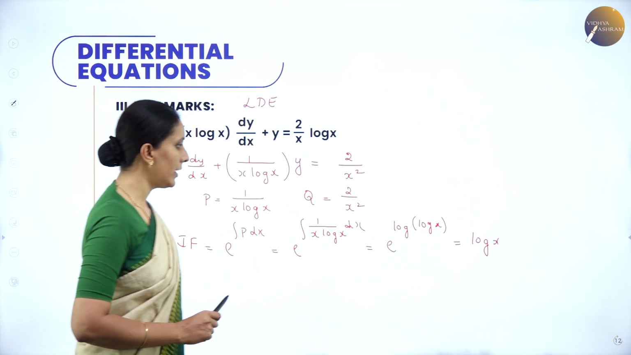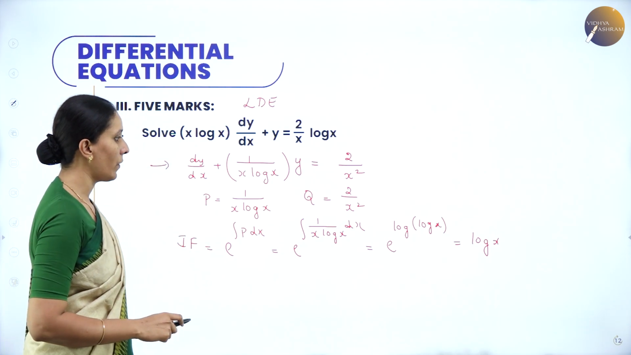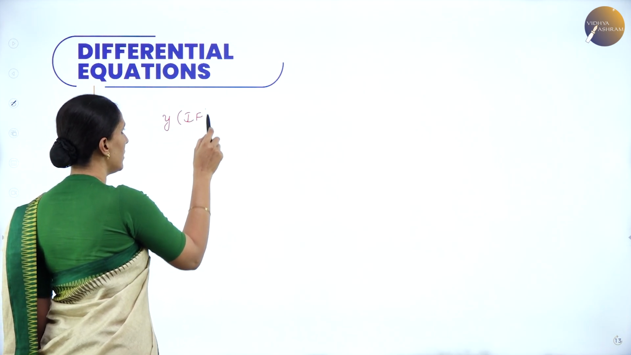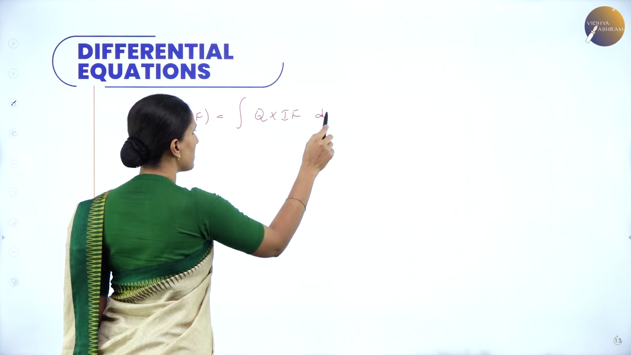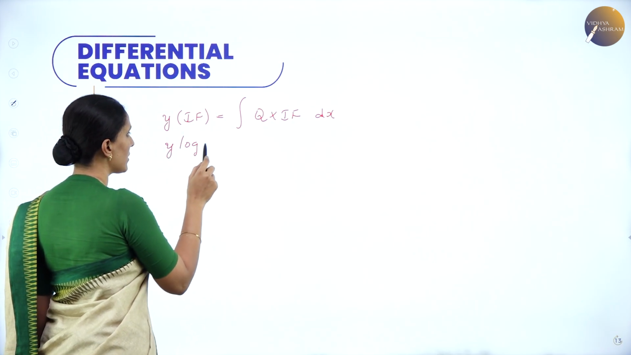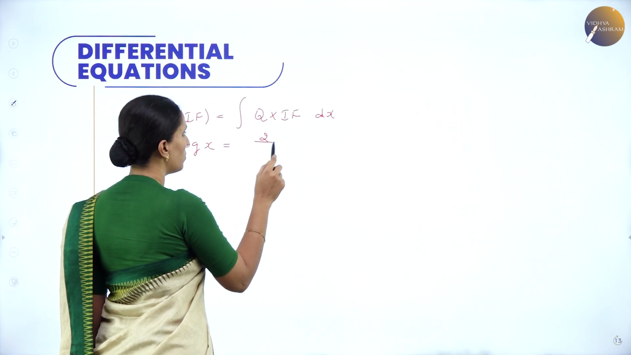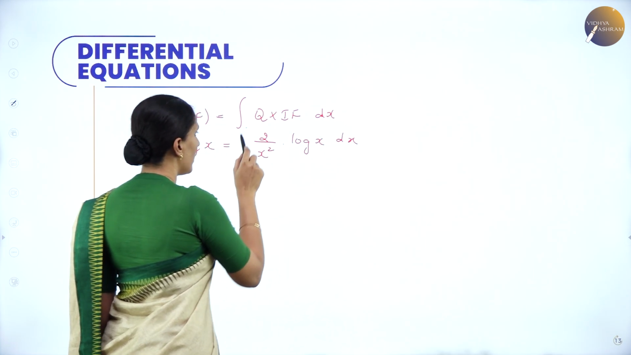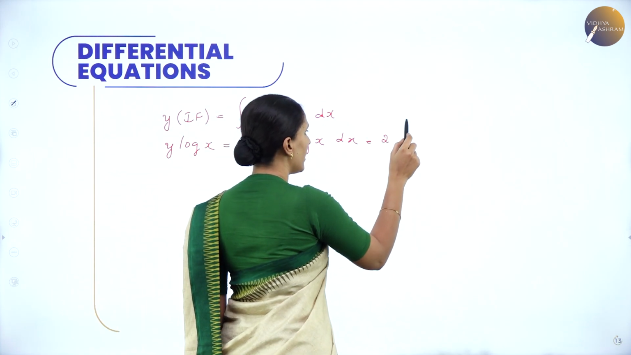Once we have found the integrating factor, we can write the solution for this type of differential equation in the form y × integrating factor = ∫ Q × integrating factor dx. Here y into integrating factor means y log x. Q is given by 2/x², so we get ∫2/x² log x dx. Here we have two functions and 2 is constant, so I'll keep 2 outside the integral.